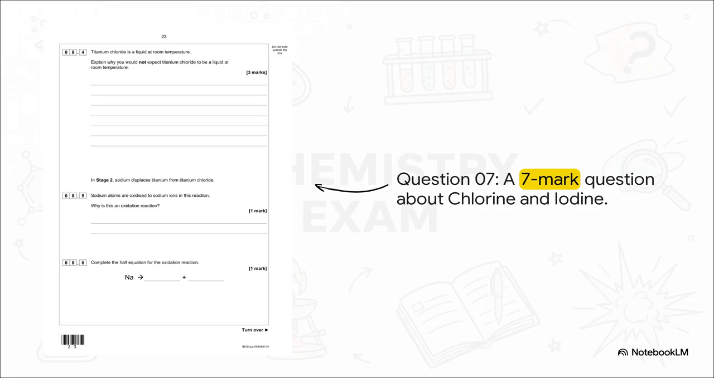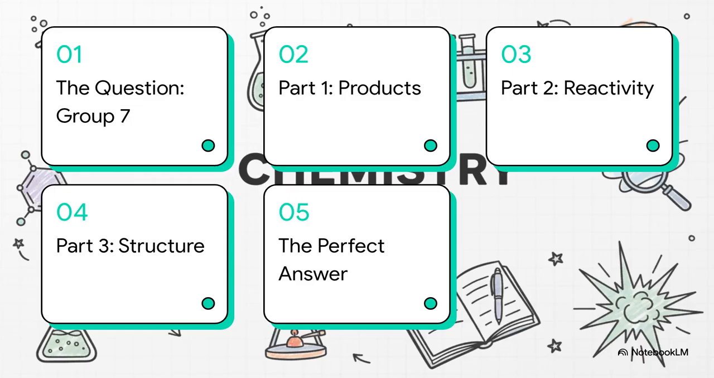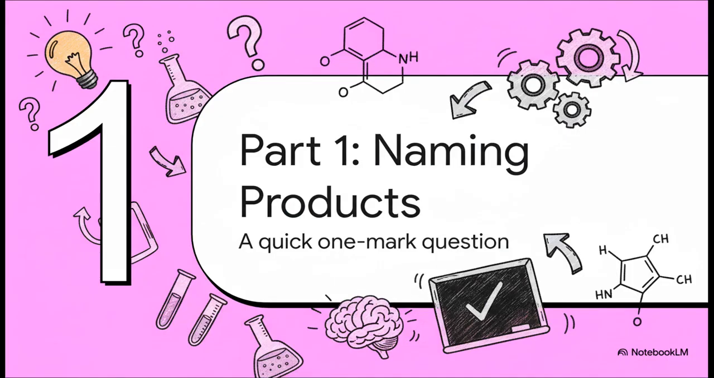Let's get into it. So here's our game plan. We'll start with a quick recall question, then we'll dive deep into the 2 3-mark explanations, one on reactivity, one on structure. And to finish, we'll put it all together to see what a perfect, full-mark answer really looks like. Let's kick things off with part 1. This is a nice little warm-up question, just a straightforward check to see if you've got the fundamentals down.